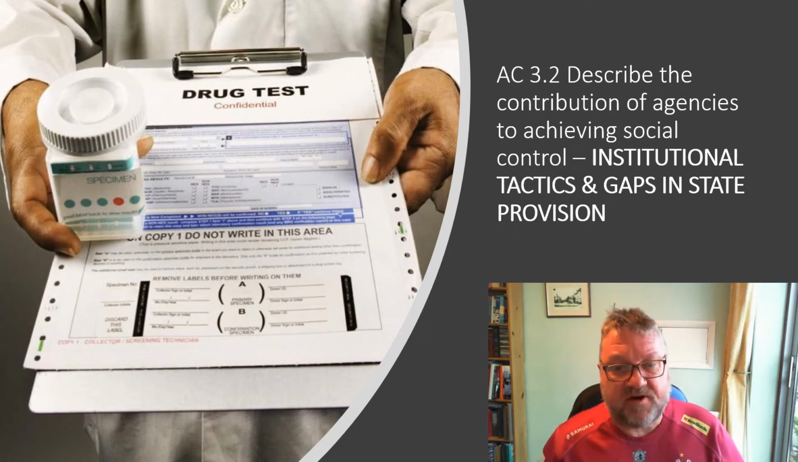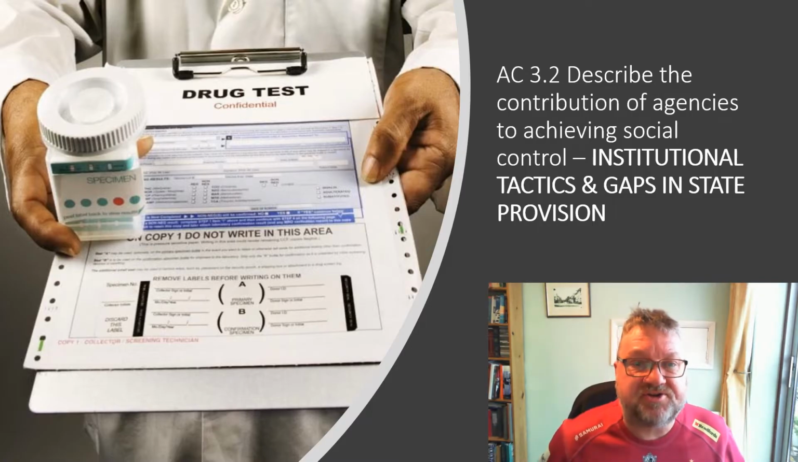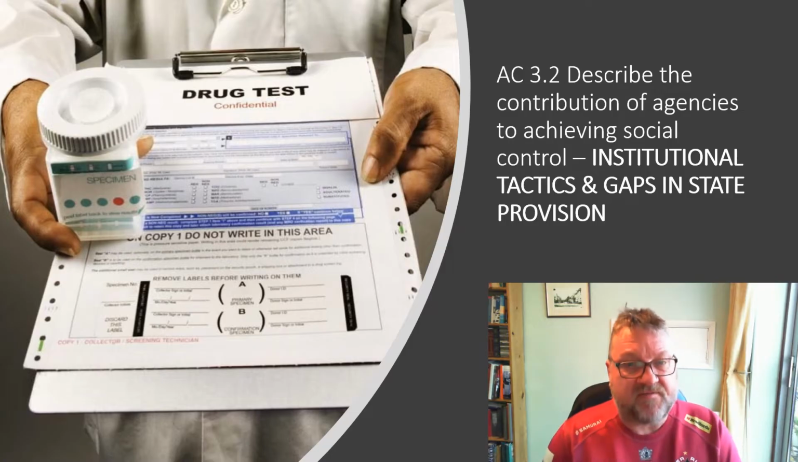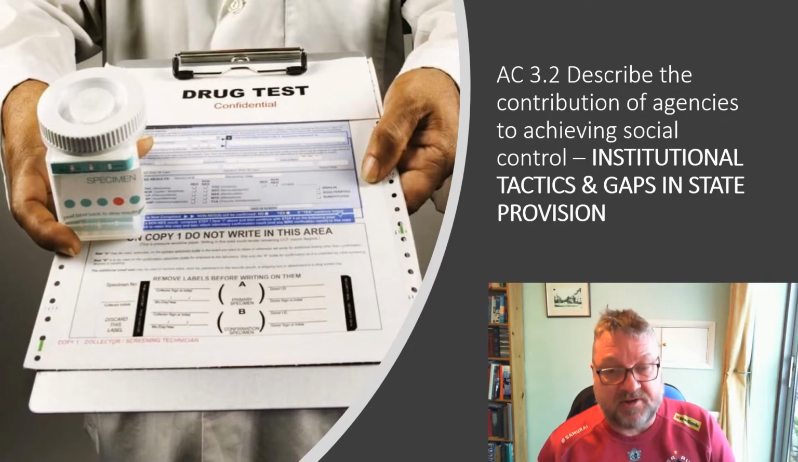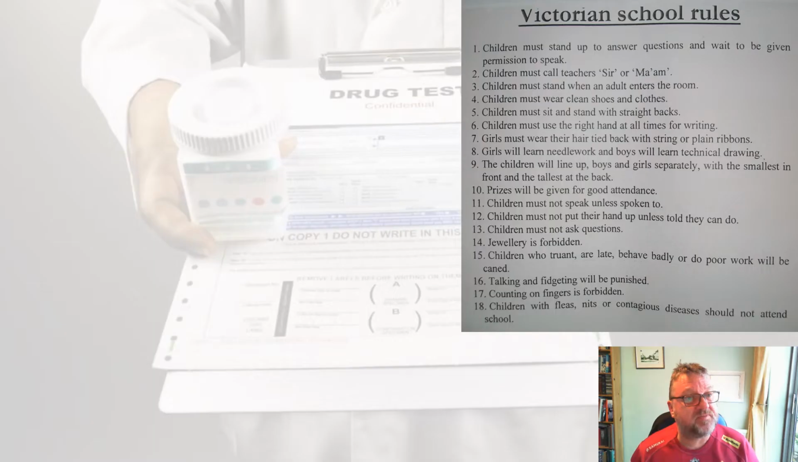Okay, welcome to this final PowerPoint on AC 3.2. The AC is on describing the contribution of agencies to achieving social control. And in this final one of three, I'm going to look at institutional tactics for achieving social control and then go on to look at gaps in the state provision.